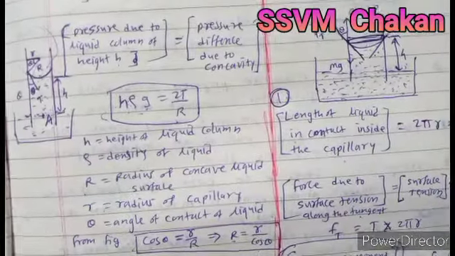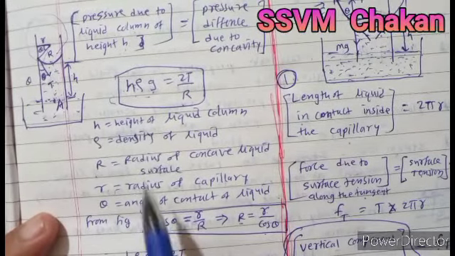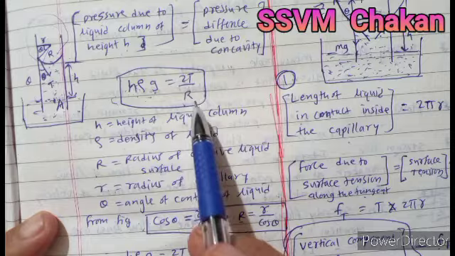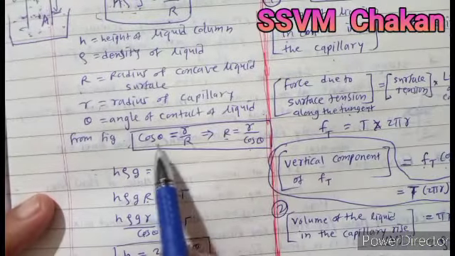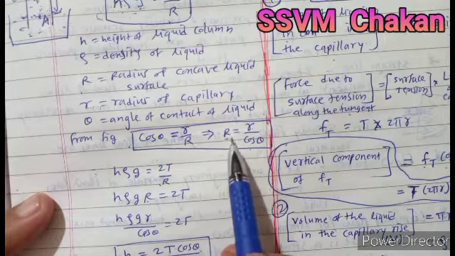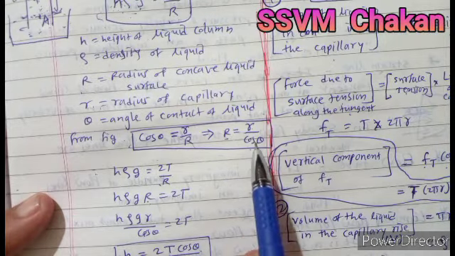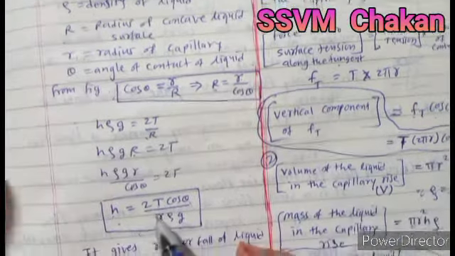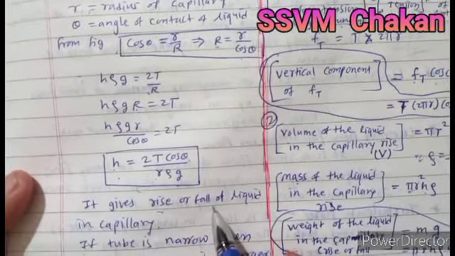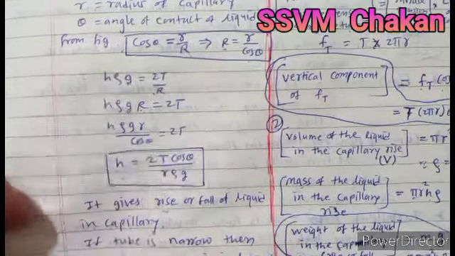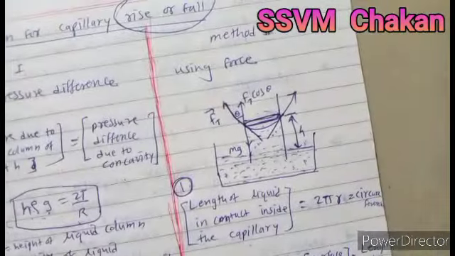So this formula is easy to derive. Just remember one formula, h rho g is equal to 2T upon R, and the second formula, cos theta is equal to r divided by R. From that, capital R is equal to small r divided by cos theta, and substitute in the above equation, then we get the formula for rise or fall of liquid in capillarity. Now we consider the second method.